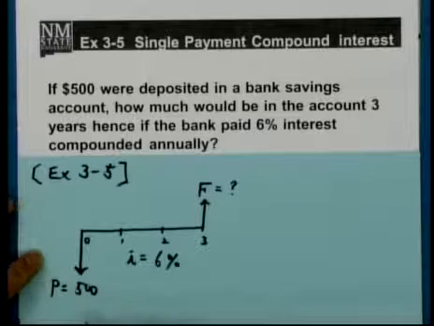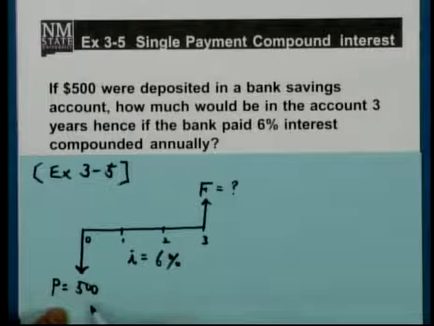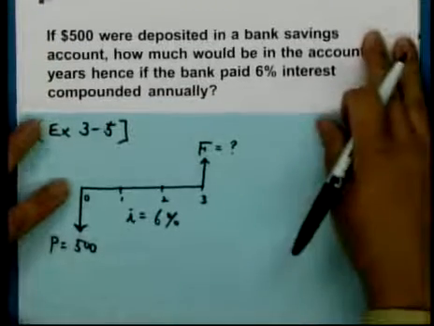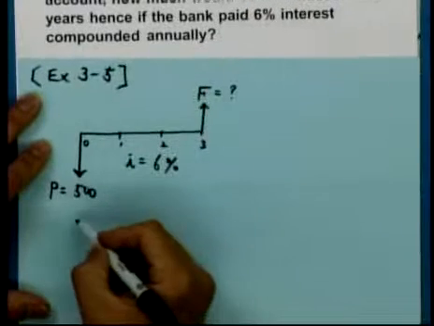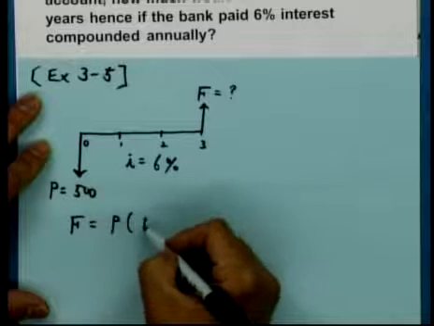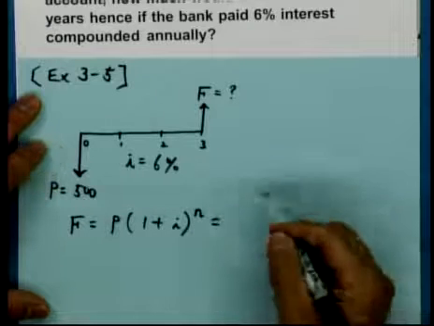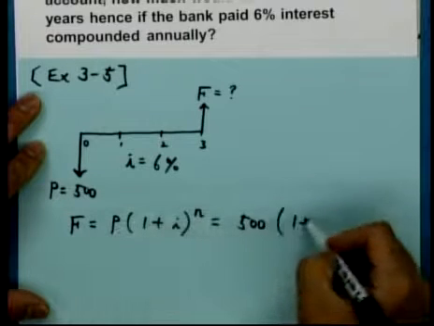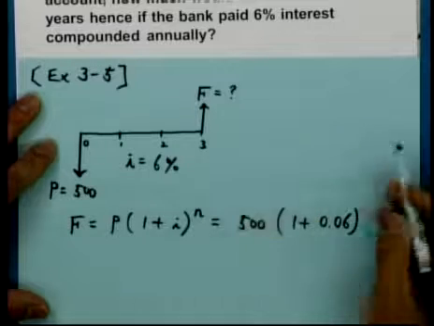Given the present sum P, which is 500, the future sum F can be found by using equation 3-3, right? So we are going to use equation 3-3, which is F equals P times (1 plus I) to the power N. If you use the real numbers, P equals 500, I is 0.06, and N would be 3, right?